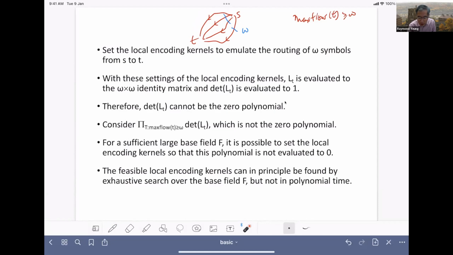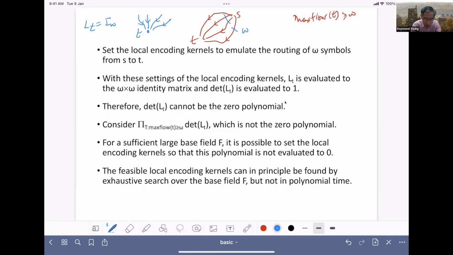Now, if you set all these local encoding coefficients to mimic the routing of omega symbols from S to T, then what you receive at T would be the identity matrix. So for T, you have omega of these symbols coming through uncoded. Then in that case, LT with this particular assignment of the indeterminates would be equal to the identity matrix.